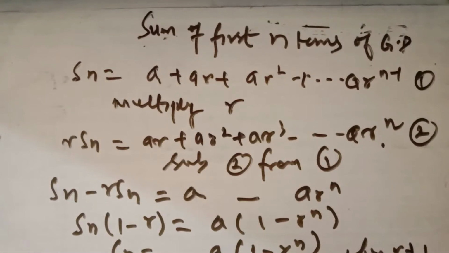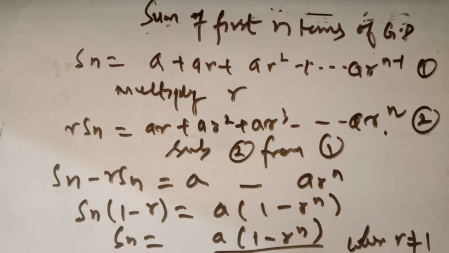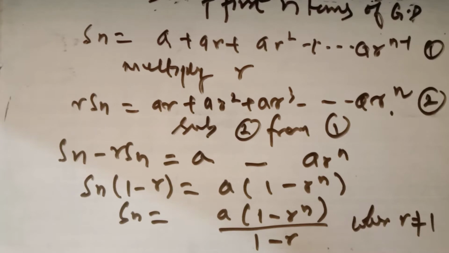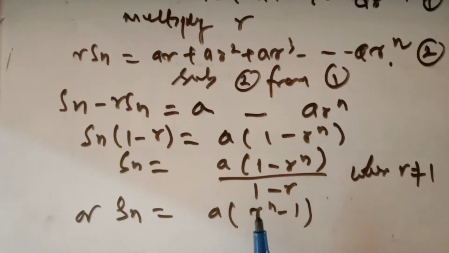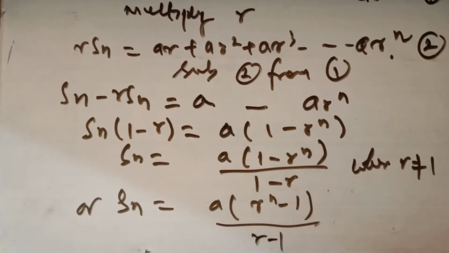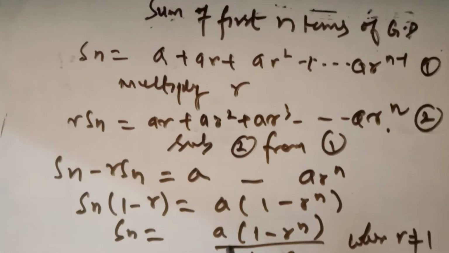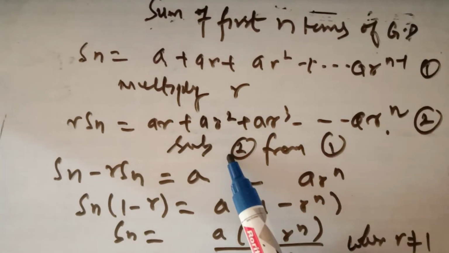If r is 1, then all terms will become constant, and those constant terms will be an AP as well as a GP. If the terms are all the same, then it will be a geometric progression as well. Now this can also be written as Sn is equal to a times r raised to power n minus 1 upon r minus 1. This you can also write here. And because we have subtracted 2 from 1, we can subtract 1 from 2 also, so you'll get this.